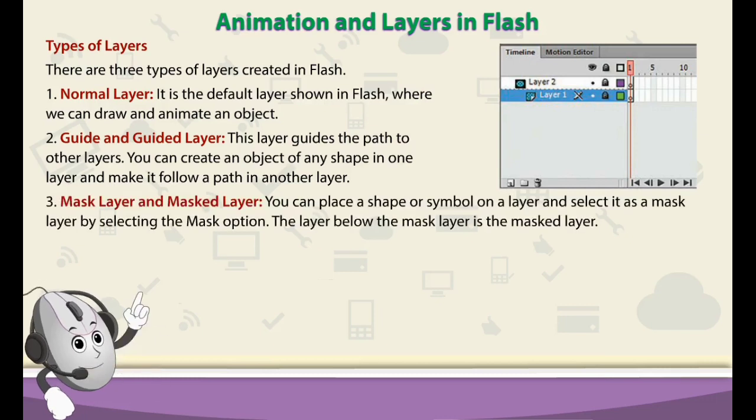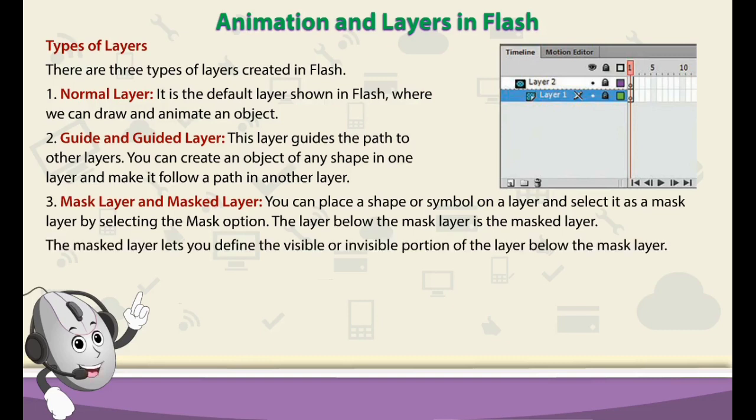3. Mask layer and masked layer. You can place a shape or symbol on a layer and select it as a mask layer by selecting the mask option. The layer below the mask layer is the masked layer. The masked layer lets you define the visible or invisible portion of the layer below the mask layer.